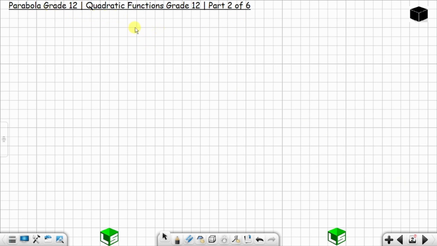We start with the equation of a parabola. There are three forms that you have to know, the forms of the equation of a parabola.